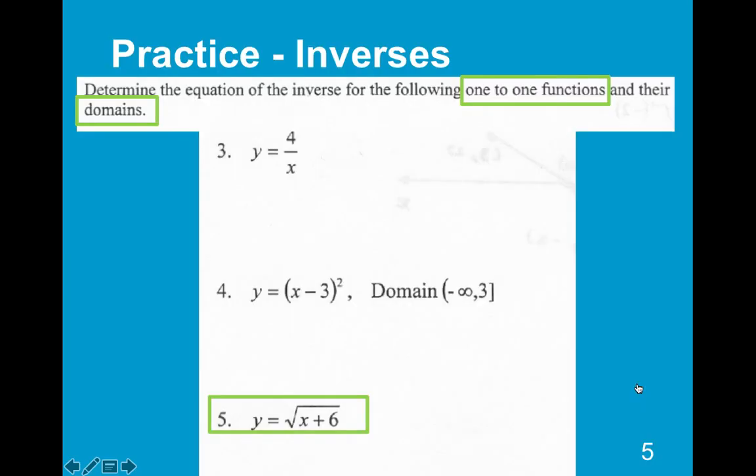Oops, sorry. I also wanted for you to look at number 3. Number 3 is kind of crazy. So I already told you it's 1-to-1. You are supposed to recognize the domain, right? The domain already has an issue, right? X can't be 0. So let's see what happens when we find the equation of the inverse.